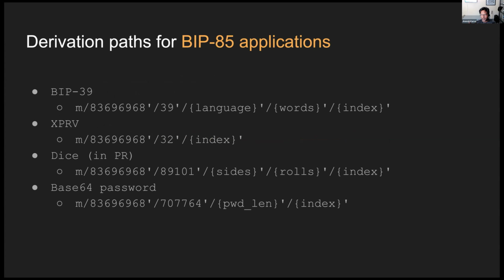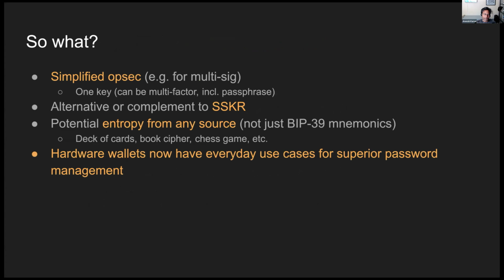83696968 apostrophe is the purpose code specifically for BIP-85. And then you have a series of arguments that your application takes. For instance, what language are we talking about? How many words do we need? 12, 15, 18, 21, 24. And then what is the index? Again, you change that index, you get a completely new secret.